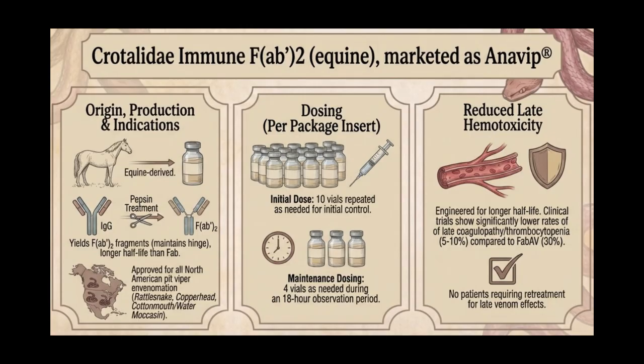Anavip has been specifically engineered to reduce the risk of reemergent venom effects thanks to its longer half-life. Clinical trials have shown that no patients required retreatment for late venom effects, and the rates of late coagulopathy and low platelet counts were significantly lower, ranging from 5 to 10% compared to the earlier Fab antivenom, which had rates around 30%.